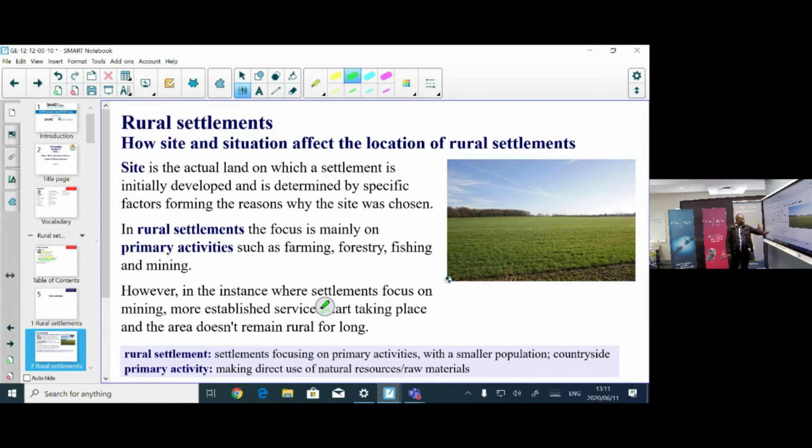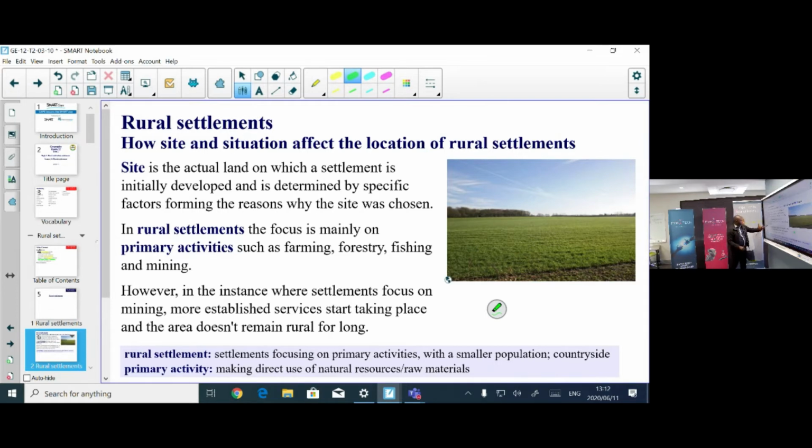So in the instance where settlements focus on mining, more established services start taking part, and the place will not remain rural for long. We can get an example of cities like Johannesburg that sprouted out because of gold mining around Johannesburg. We can take also the city of Kimberley, which is the provincial capital for Northern Cape. How it sprouted out, it was because there was a discovery of diamonds. And there was a rush to that place until other services started forming, and then it became a city.